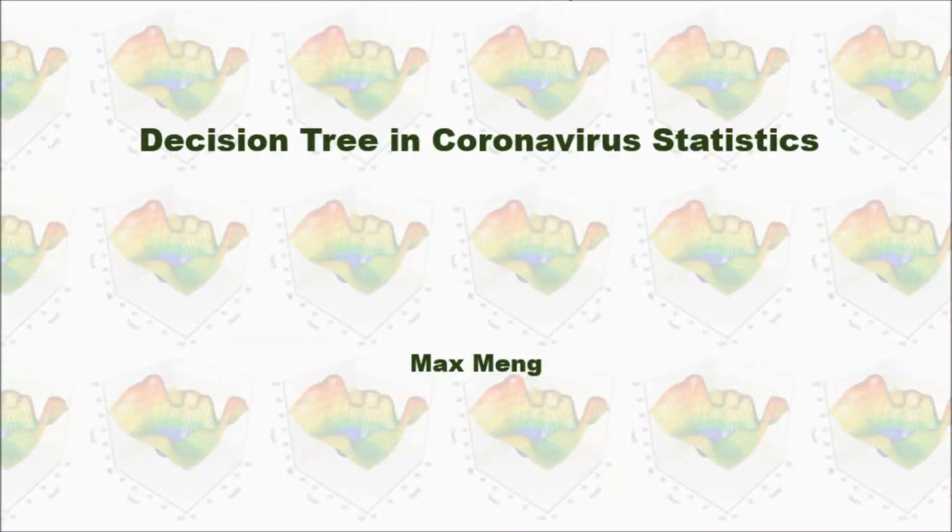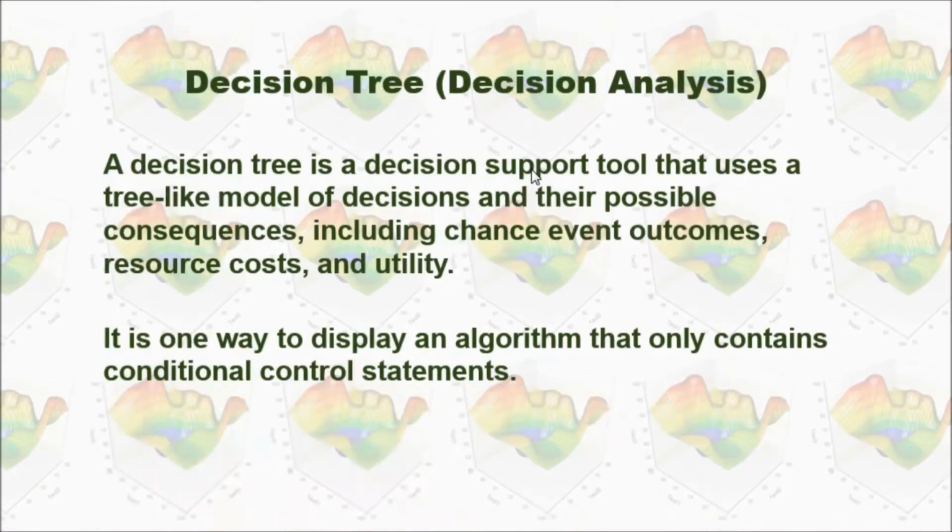In this video, I'm going to talk about how to use decision tree in coronavirus statistics. So what is a decision tree? A decision tree is a decision support tool that uses a tree-like model of decisions and their possible consequences, including chance event outcomes, resource costs, and utility.